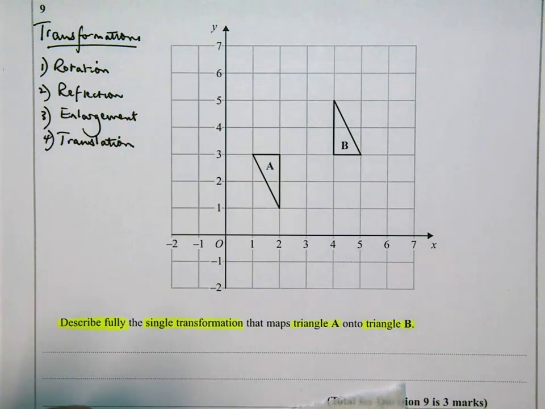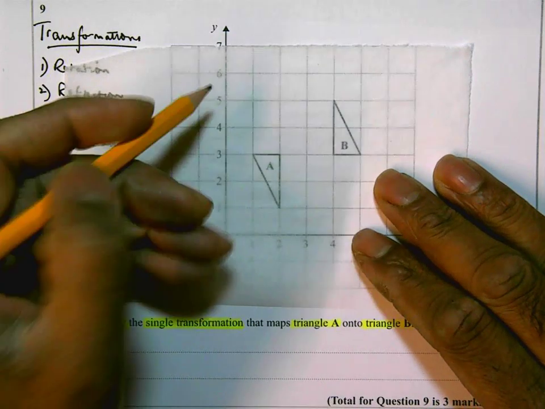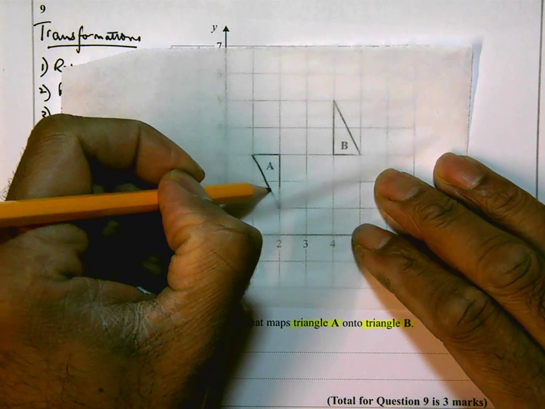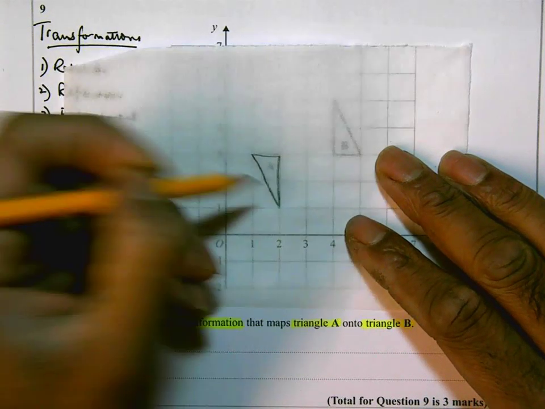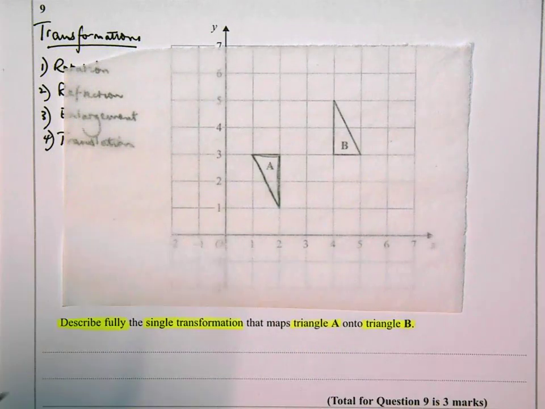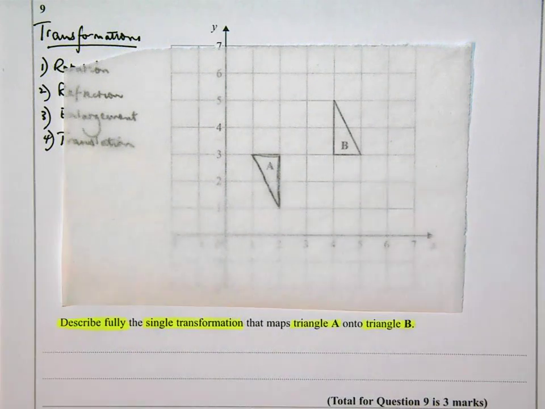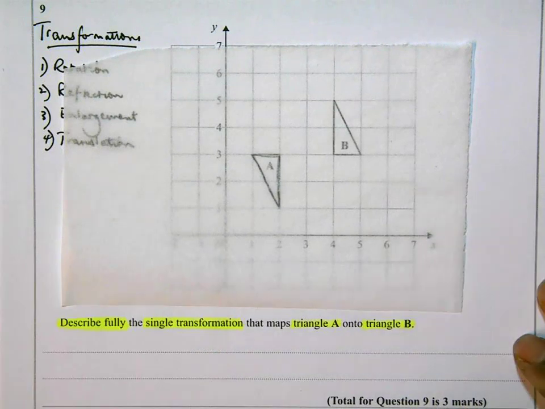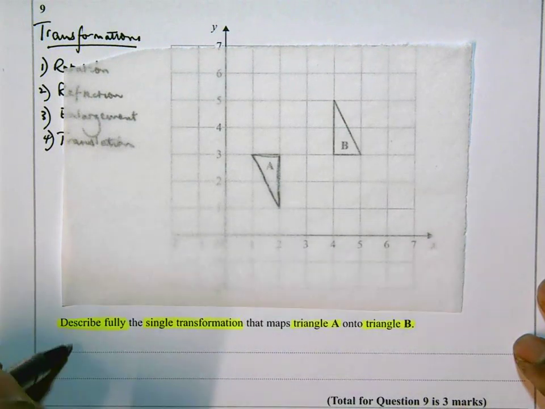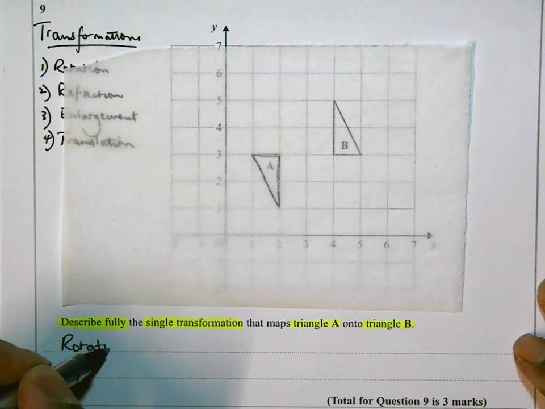And how do we describe a rotation? Well, to describe a rotation, you need several facts. You need to say what angle you're turning it through, you need to say what the center of rotation is, and which direction you're turning it, clockwise or anti-clockwise. But the first mark comes from saying that it is going to be a rotation.